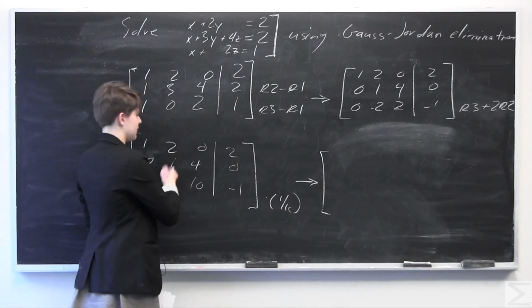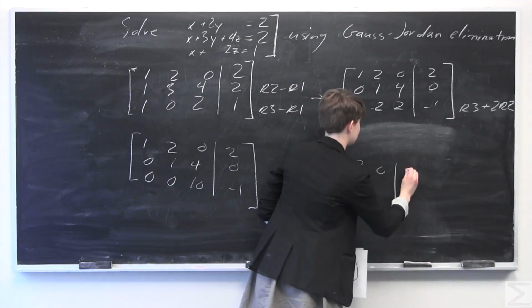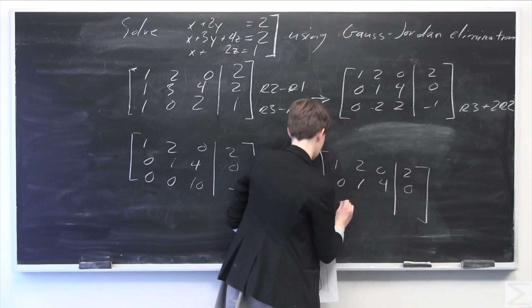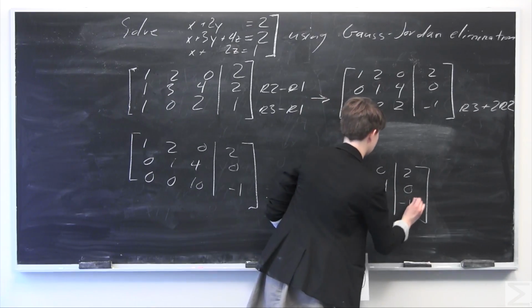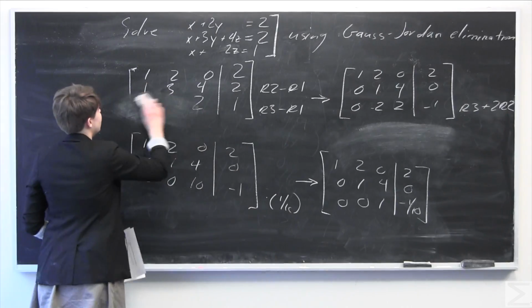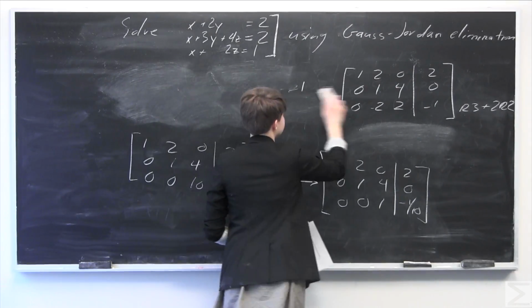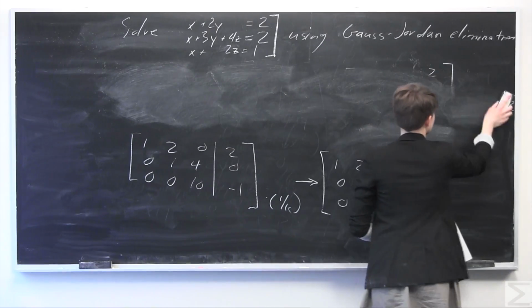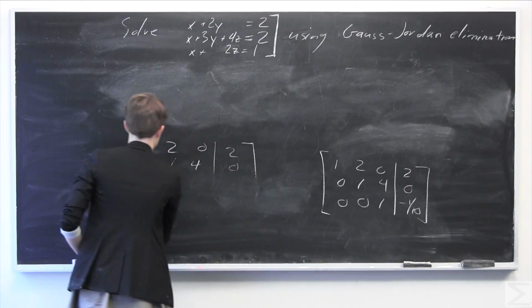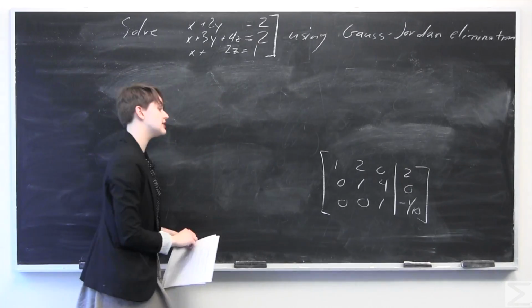Okay, so that leaves us with the first two rows staying entirely the same. So we have 1, 2, 0, 2, 0, 1, 4, 0, and 0, 0, 1, negative 1/10. Okay, great. So now we have row echelon form. We need reduced row echelon form. So in order to do that, we're essentially going to do back substitution within our matrix.